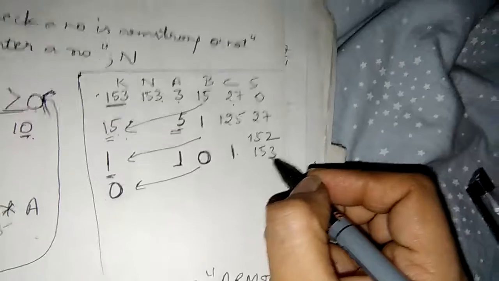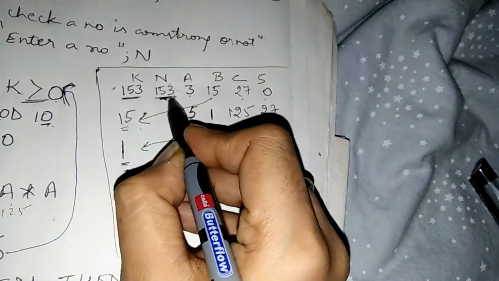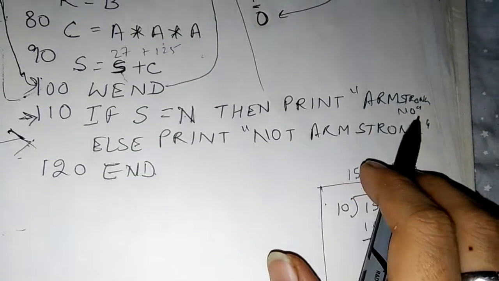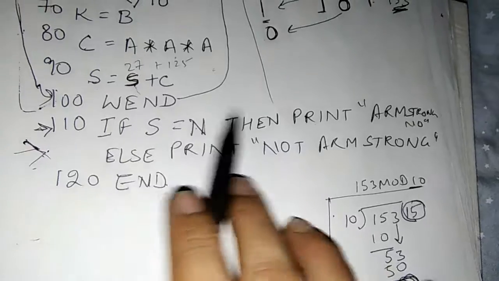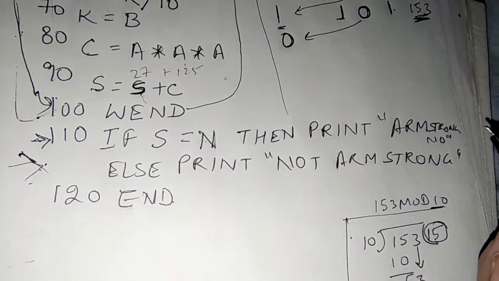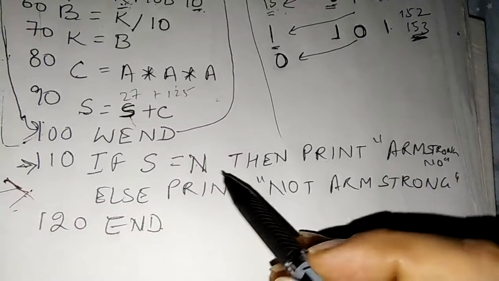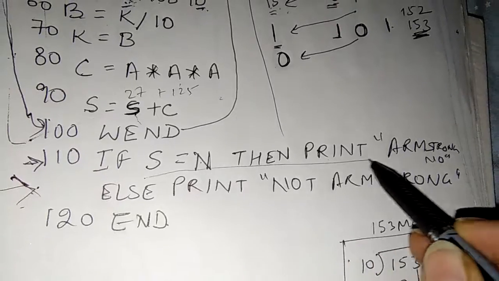The if checks whether the sum is equal to n. S is this sum and n is this number. Because they are the same, it will print Armstrong number. Armstrong number will be printed and the else will be left unexecuted because this condition is true.